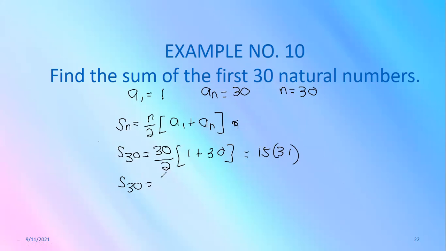Okay, so that's equal to 465. Okay, sum of the first 30 natural numbers is 465. Questions? Okay, next.